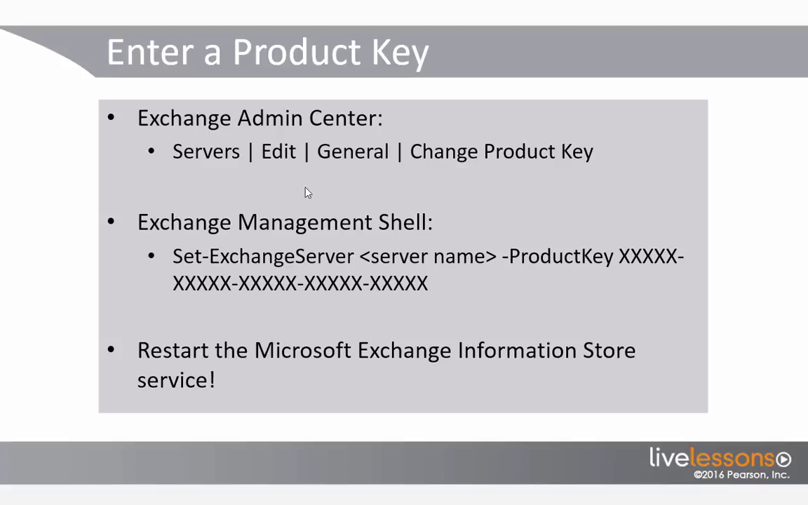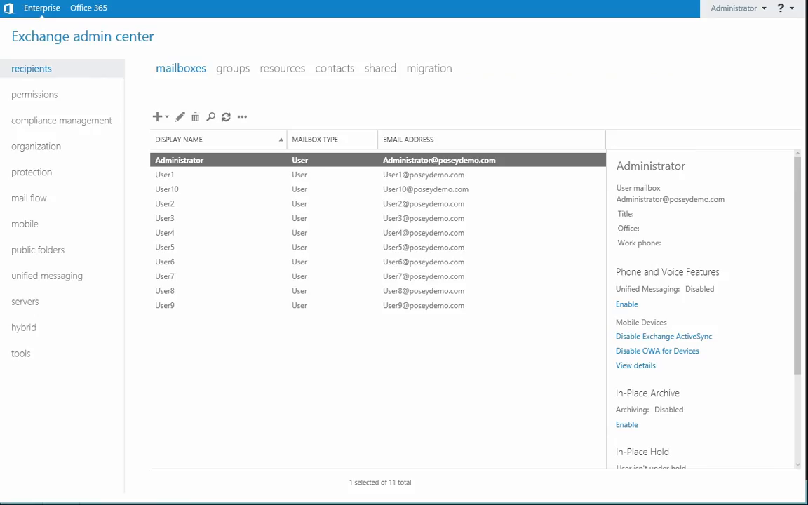But before I do that, I need to point out that regardless of which of these methods you use, you're going to need to restart the Microsoft Exchange Information Store service after you enter the product key. Otherwise, Exchange isn't going to recognize that the product key is in place. So let me go ahead and show you what it looks like to enter a product key in the Exchange Admin Center, and I'll also show you how to restart the Information Store.